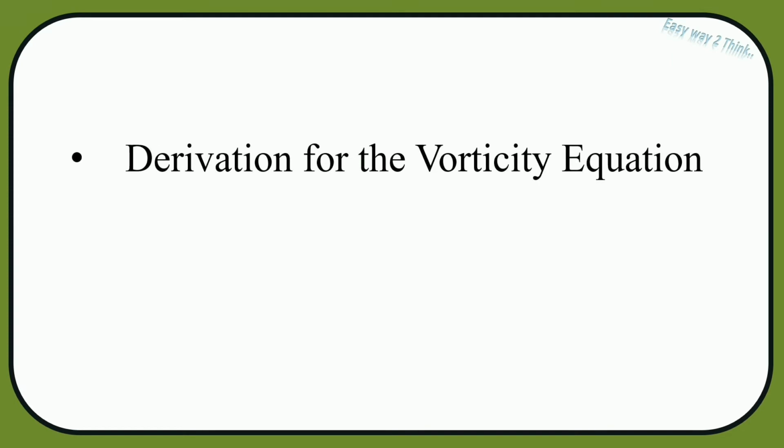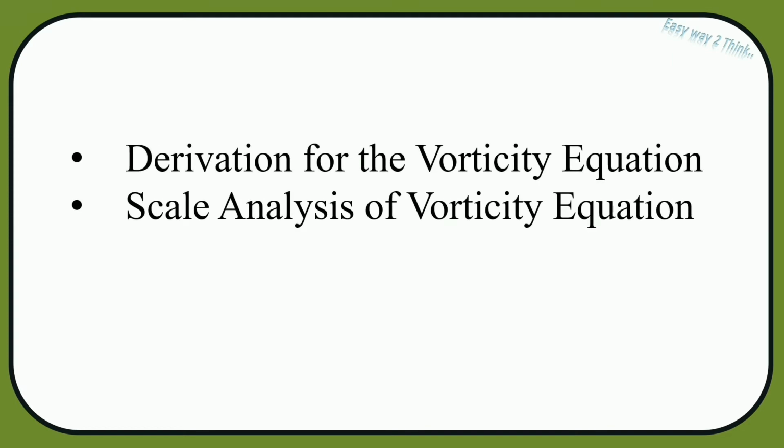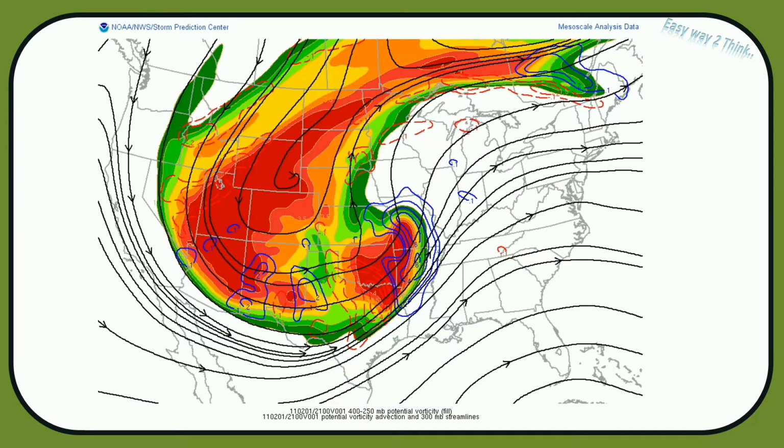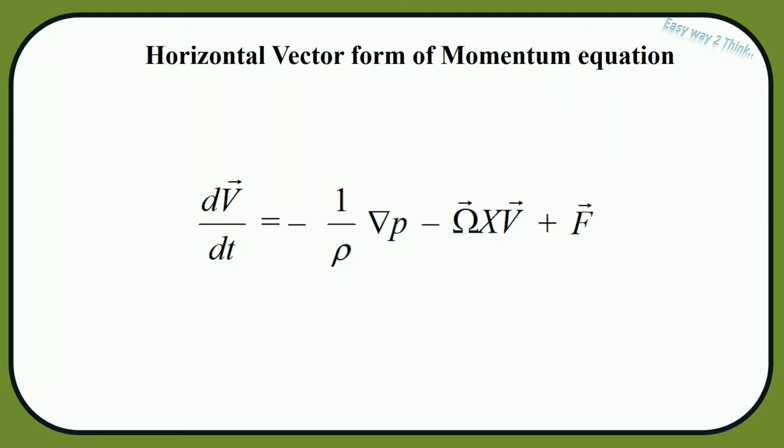Going to discuss the derivation of the vorticity equation, scale analysis of the vorticity equation, and physical significance. Vorticity is derived when a point in the atmosphere is of interest, so the basic equation is used to derive the vorticity equation. Here, the derivation starts from the horizontal vector form of the momentum equation.